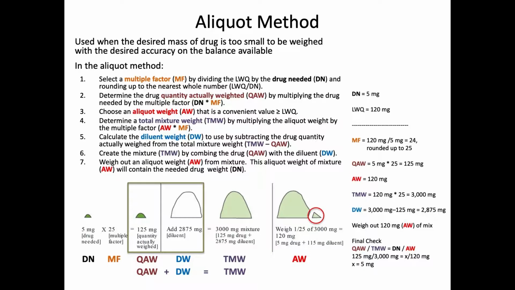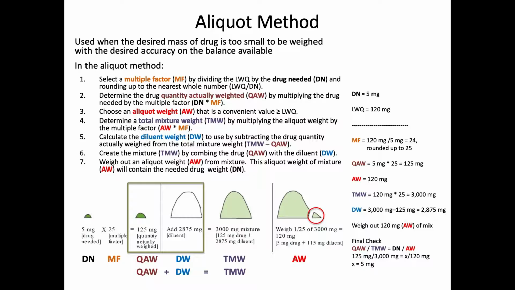In this example, shown here on this slide, we want 5 milligrams of drug. We're going to use the term DN. DN stands for drug needed. The amount of drug we need is 5 milligrams. DN equals 5 milligrams. In this situation, we're going to say that the least weighable quantity of our balance, the LWQ, the least weighable quantity that I can actually measure with my balance, whether it's digital or torsion, it doesn't matter, is 120 milligrams. I can't weigh less than that. That's a problem. The drug I need is 5 milligrams. My least weighable quantity is 120 milligrams. So how do we deal with it?